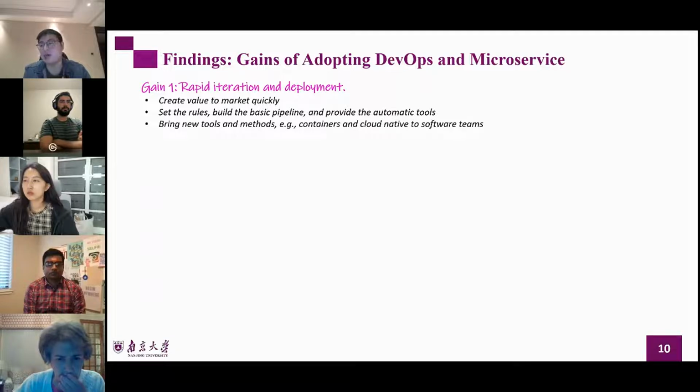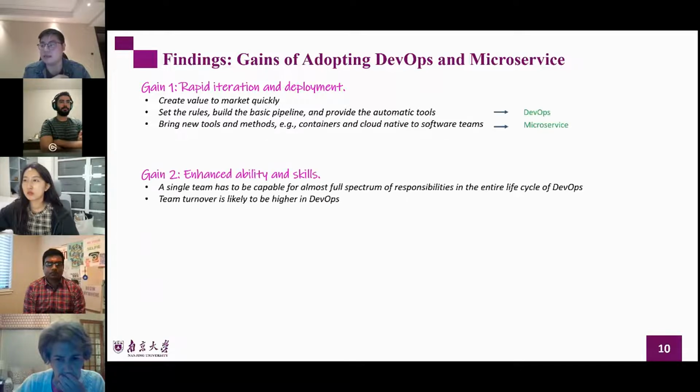Ability and skills. This can be recognized as the main benefit for individuals that could help them to consider new job opportunities. It results from the requirement that a single team had to be capable of almost the full spectrum of responsibility in the entire life cycle of DevOps. Another possible reason is that team turnover is likely to be higher in DevOps.